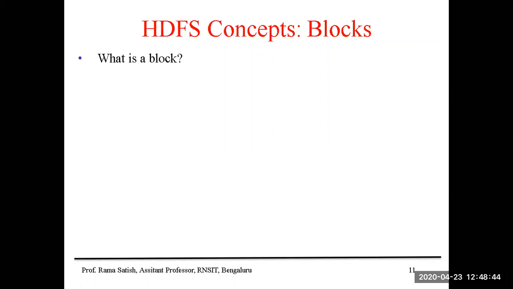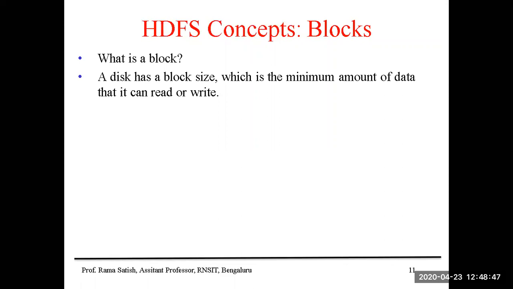So what is a block? In fact, disk has a block size. Normally our data is stored in blocks on the disk, which is the minimum amount of data that can be written and read straight away. A computer can read so much data at once, and write so much data at once. That is what we call the block size.